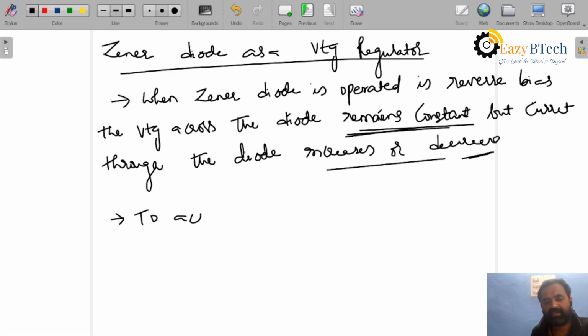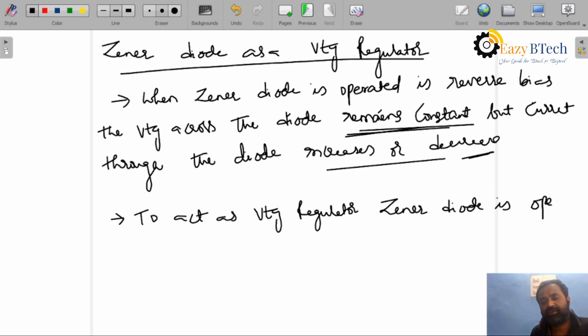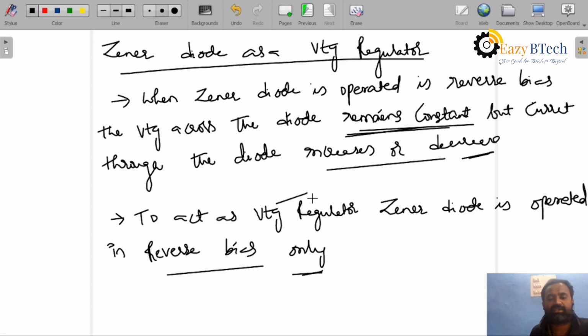To act as a voltage regulator, Zener diode is operated in reverse bias. Reverse bias only. Okay, to act as a voltage regulator, Zener diode is operated in reverse bias only.